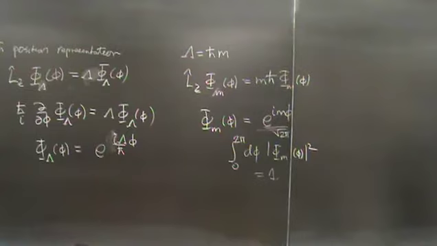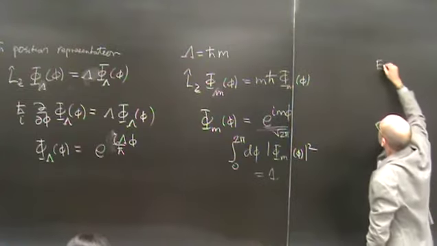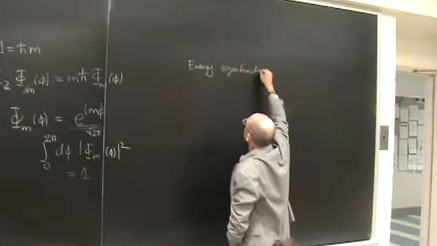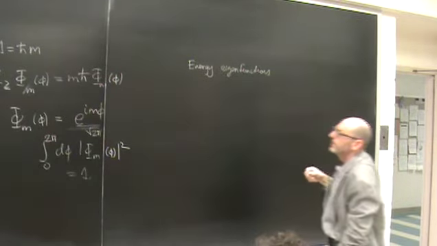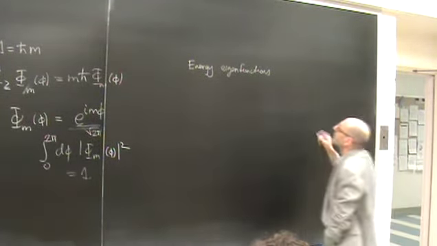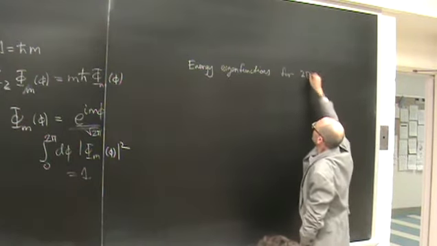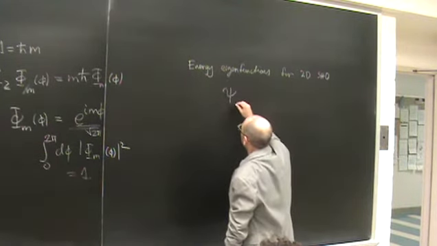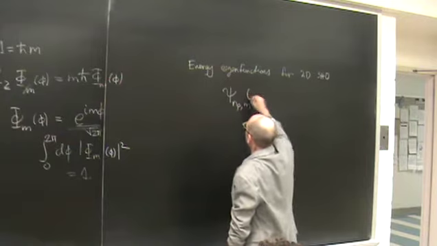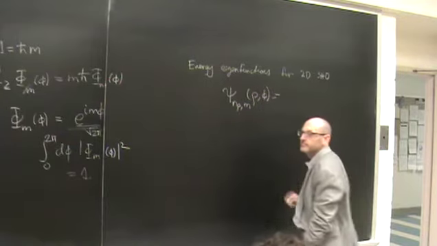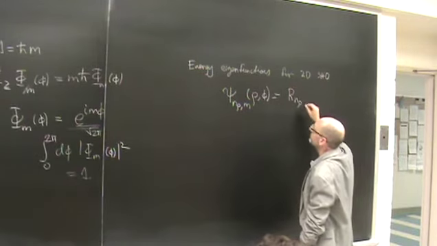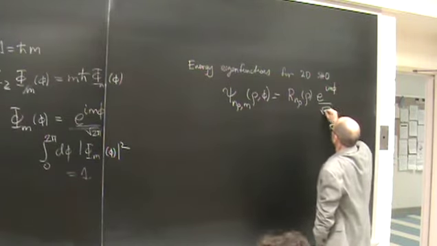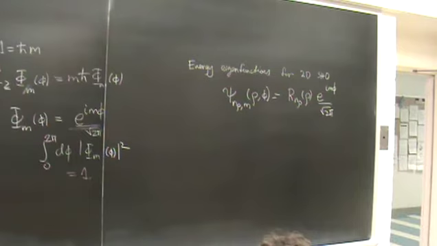So what that says is that the energy eigenfunctions for the 2D simple harmonic oscillator, I could write as having a radial quantum number and an angular momentum quantum number. It has some radial wave function, and then the angular momentum wave function.